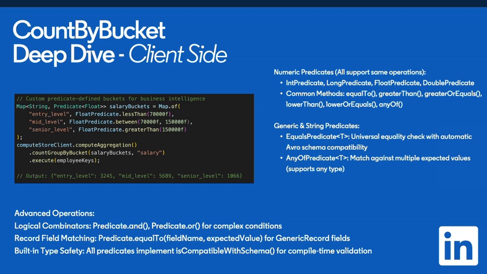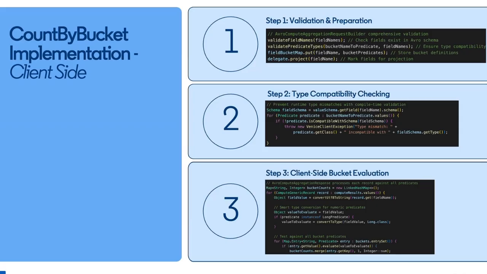And also we have and/or operations, so we can do nested operations. But there is a restriction: when you have a lot of nested operations, it will crash. We will discuss this later. For the count by bucket implementation, firstly you also do validation to check the field name. We also need to check the type it belongs to, and then do the bucket evaluation to generate the result by bucket type.